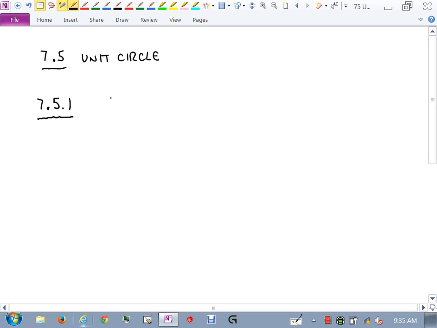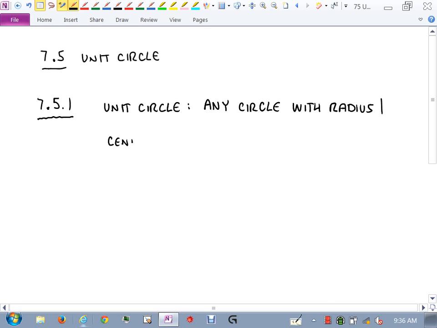First thing is, what is a unit circle, right? A unit circle is any circle with radius 1, and we will center it at the origin. Now, when I say centered at the origin, that means the center of the circle is at 0, 0, the point (0, 0).